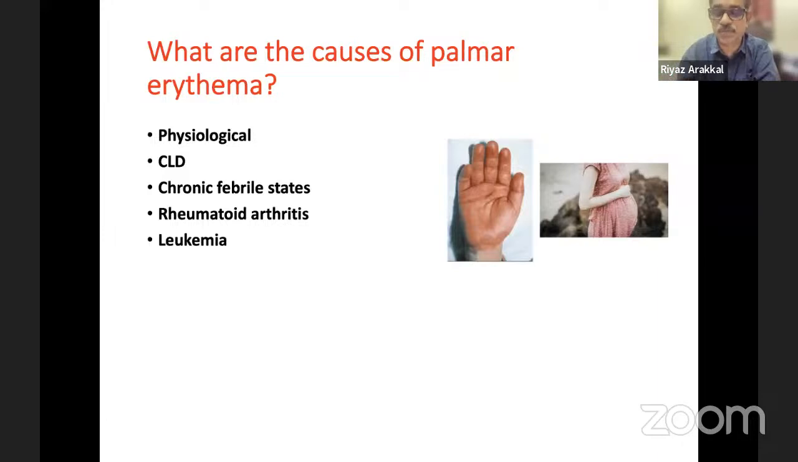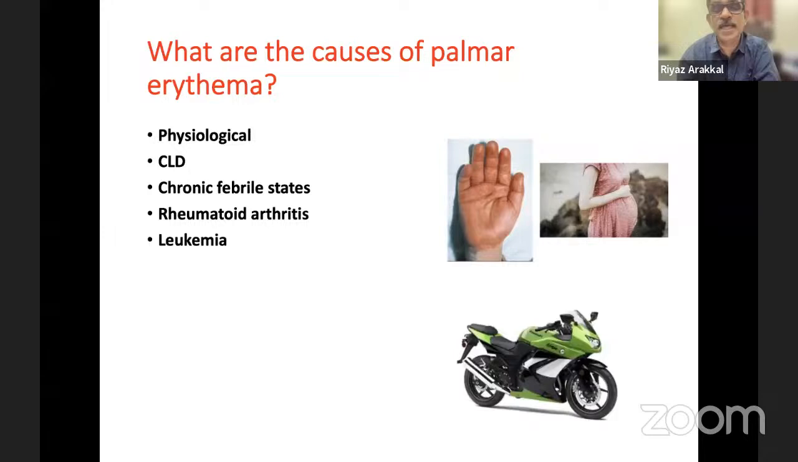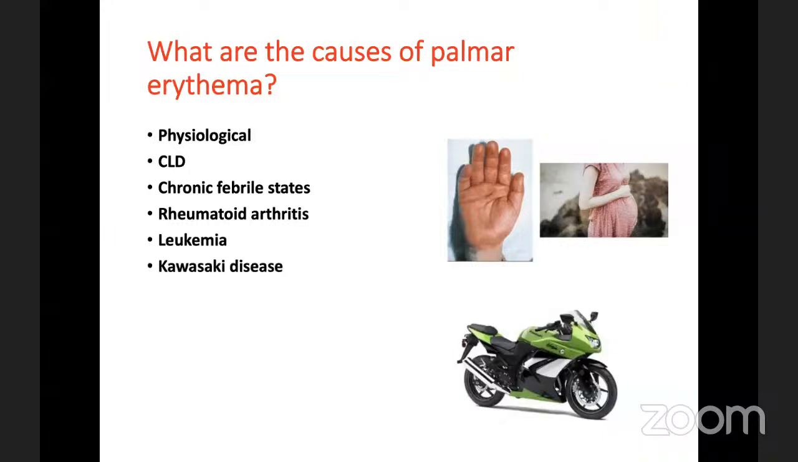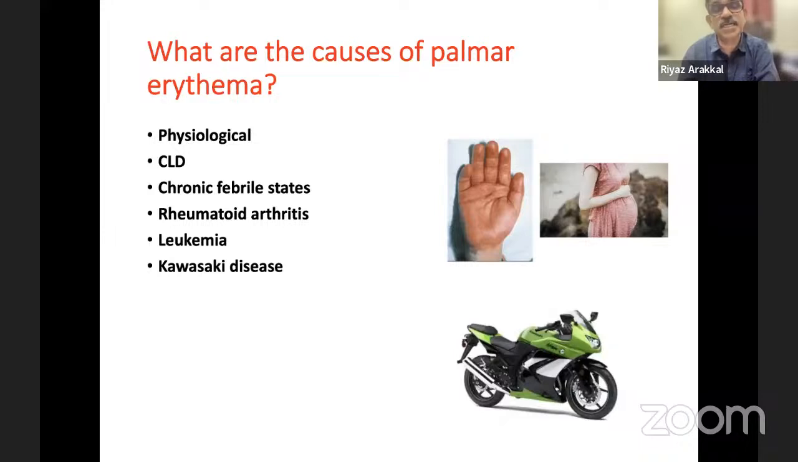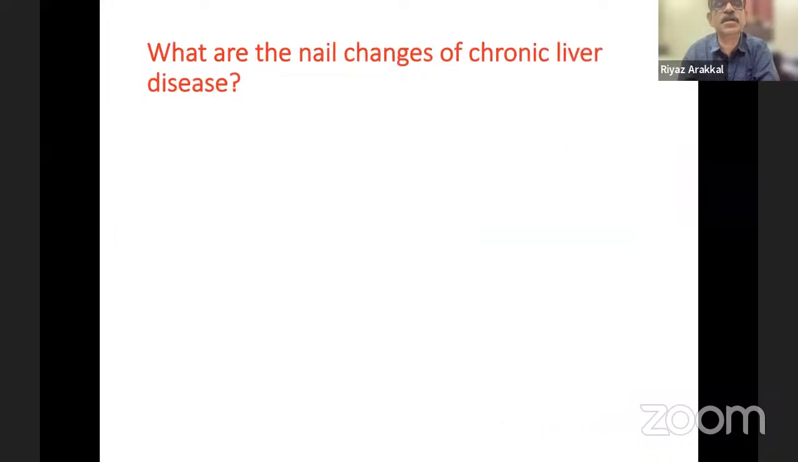And now I'll give a clue for non-KMCT students. You ready? A bike which is not Hero Honda. Somebody recently said, sir, Harley Davidson. A bike which is not Hero Honda may cause palmar erythema. Anybody? Kawasaki, that's right. Kawasaki disease can cause intense palmar erythema as well as plantar erythema. So what are the nail changes of chronic liver disease?